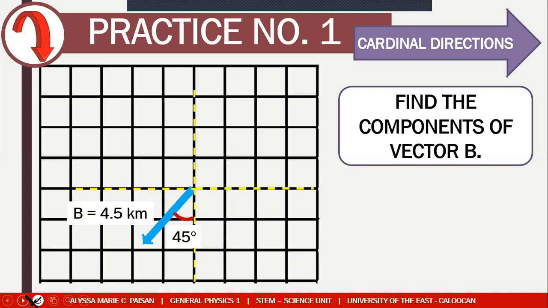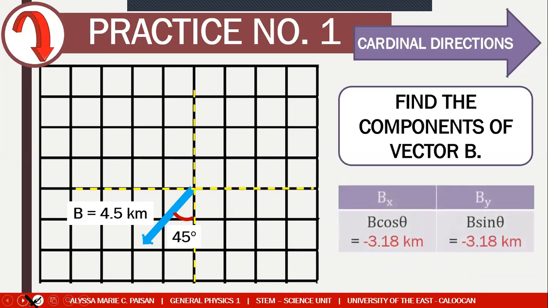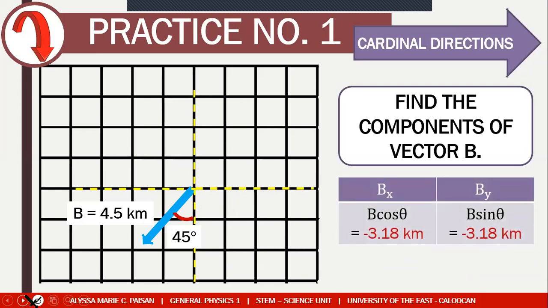Now let's have this one. As you can see, again, the angle is relative to the y-axis. And since that's 45, we can assume that the angle relative to the x-axis is also 45 degrees. And then we have the magnitude of B, that is 4.5 kilometers. We just have to substitute that here: B, which is 4.5 cosine 45 degrees, and then B, again 4.5 kilometers, sine 45 degrees. Now, again, these are the results.